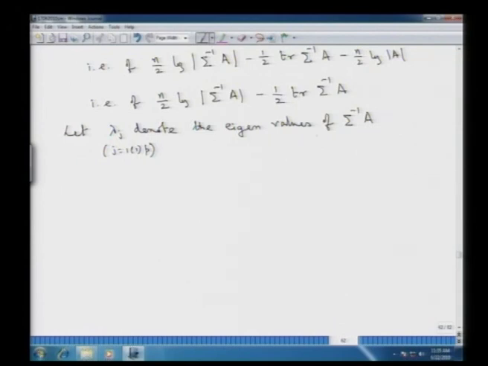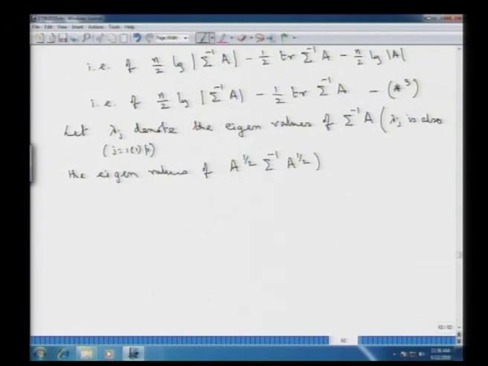So, suppose lambda j denote the eigenvalues of sigma inverse A. You may also note the following: since lambda j's are the eigenvalues of sigma inverse A, lambda j is also the eigenvalues of the matrix A to the half sigma inverse A to the half. That is easy to see, because if you look at the eigenvalue equation, then this would lead us to this, right. Now, let us denote this by star 3. So, this is that equation.